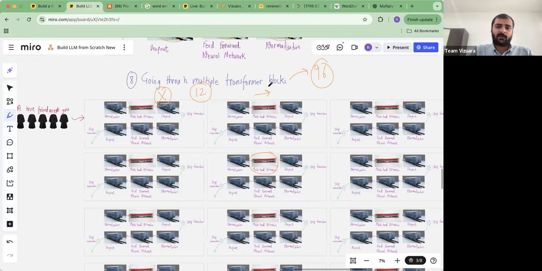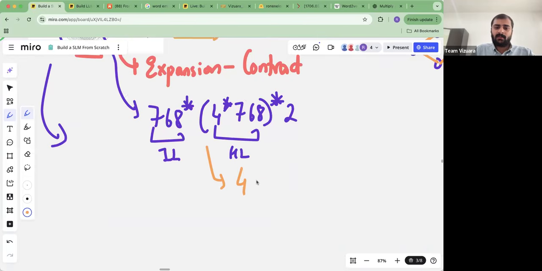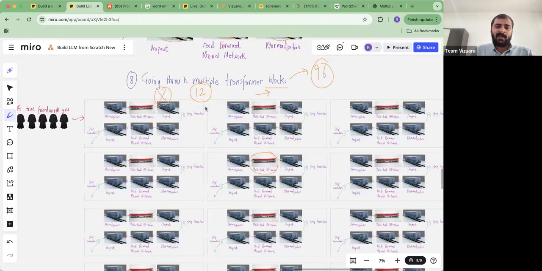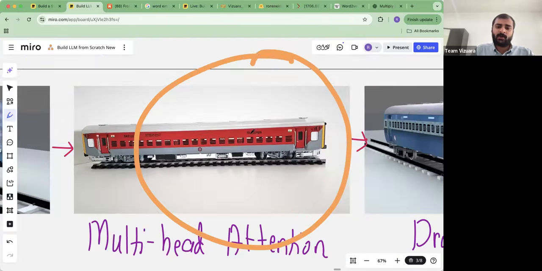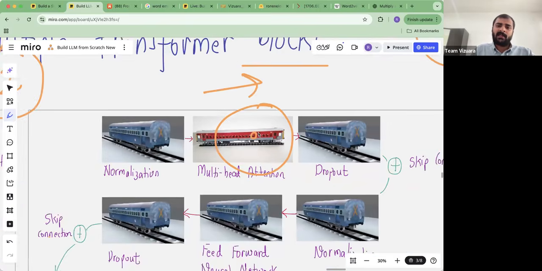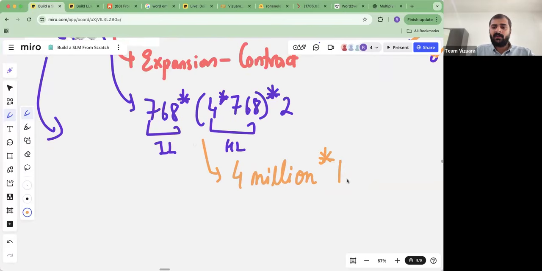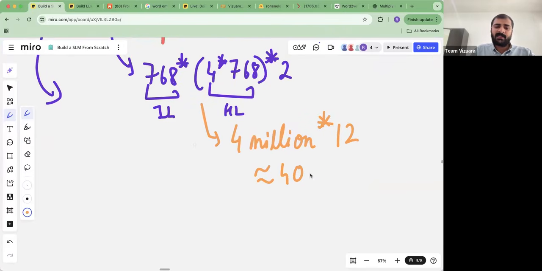And remember, we have 12 transformer blocks, right? So this is around 4 million, and we have 12 such transformer blocks. And each transformer block has a multi-head attention, and each multi-head attention has a neural network within it. So the total number of parameters here is actually 4 million multiplied by 12, which is around 48 million parameters. Or let's say around 40 million parameters here. So this is another place which actually increases the total number of parameters.